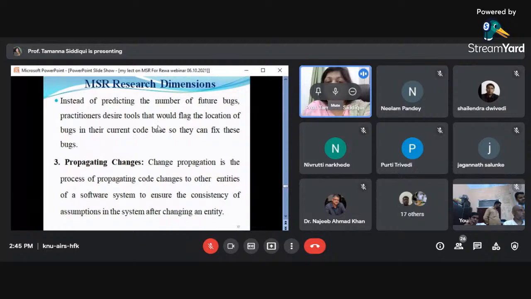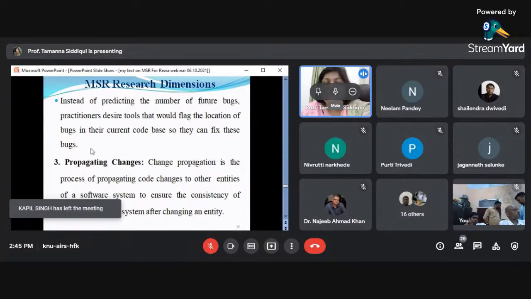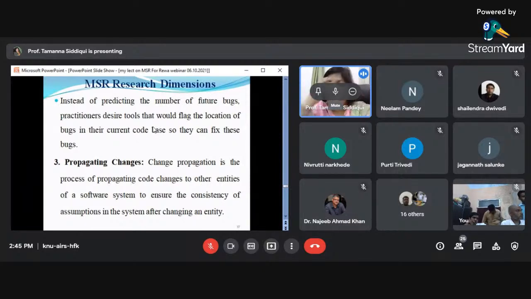Instead of predicting the number of future bugs, practitioners desire tools that would flag the location of bugs in their current code base so they can fix these bugs. So you can also think of developing a tool that should be able to fix the bug, that should be able to locate the bug, so that it will be helpful for the programmer and for the tester.